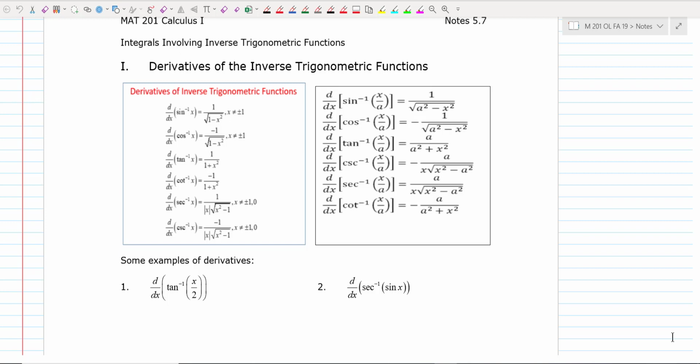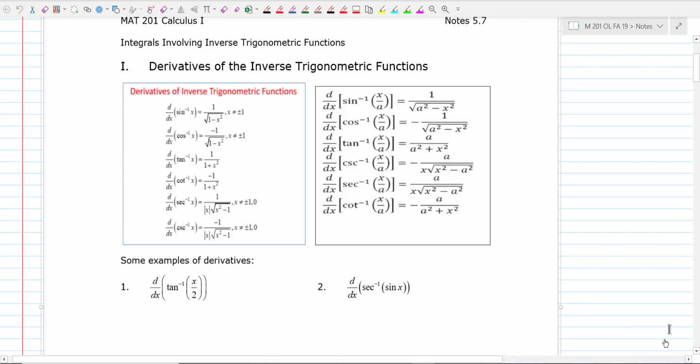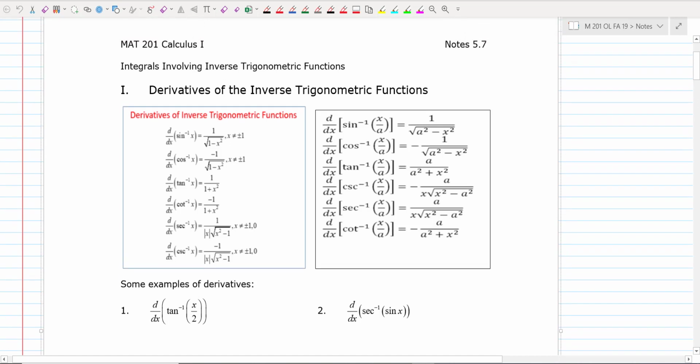Hope you enjoyed that. Alright, so we're going to go through 5.7, talking all about inverse trigonometric functions and the calculus involved in that, mainly with integration. The first thing you want to do if you're beginning to study integrals that involve inverse trigonometric functions is definitely review the derivatives of trig functions.